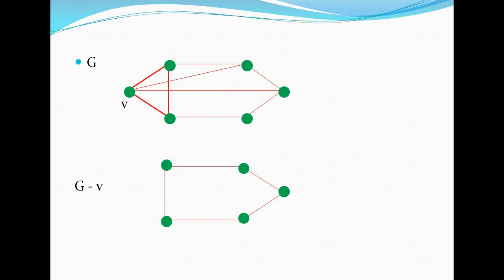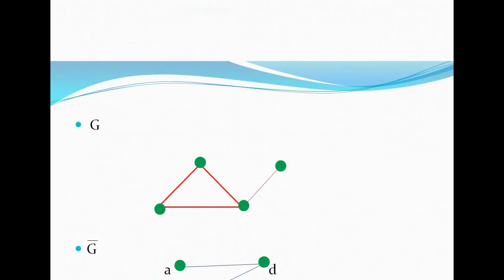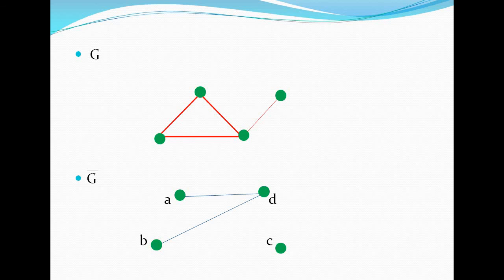From a graph G, we can delete a vertex v. The deletion of a vertex means we have to delete all the edges incident to that vertex v from the graph G. This is the G minus v graph. This is the complement of a graph. We have to join the vertices which are not adjacent in G. That is called G bar.